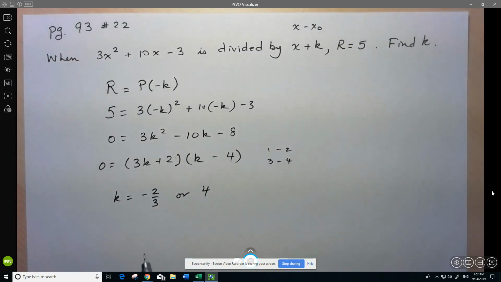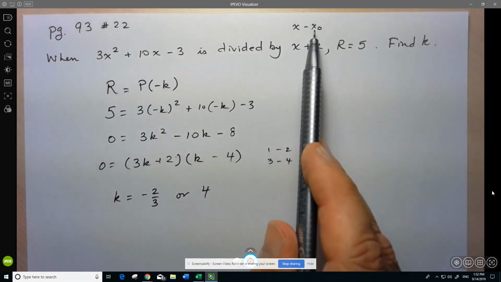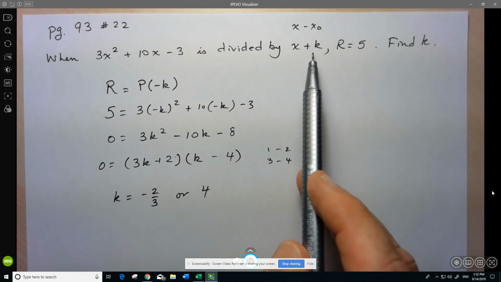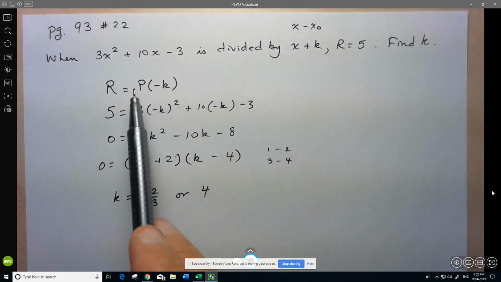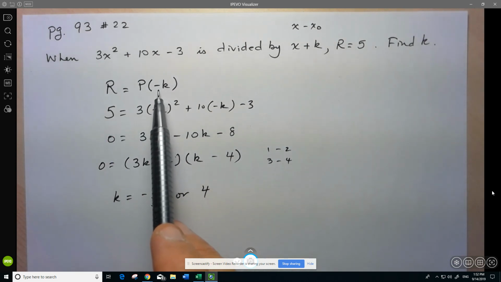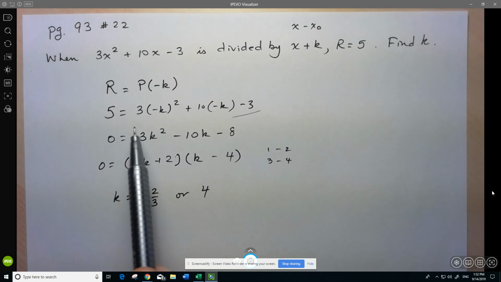So just to recap, I'm dividing a polynomial by a linear factor of the form x minus x naught. In this case here, my x naught was negative k. And so the remainder of this division is given by p at negative k. But since I was given the value of the remainder, it allowed me to solve this quadratic equation.